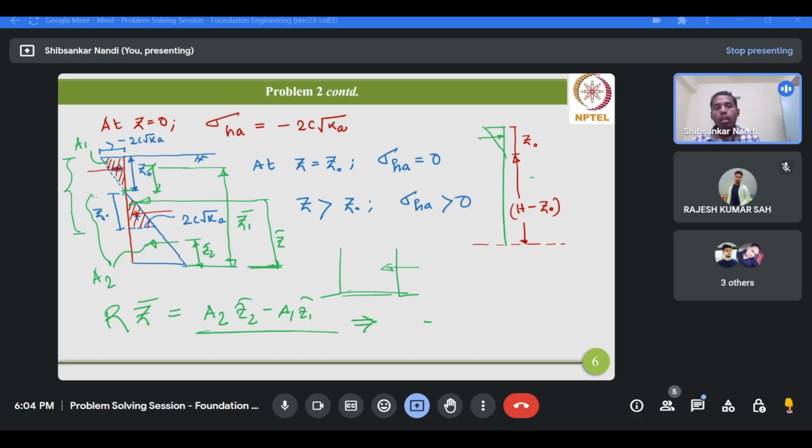Now how can we determine the resultant of this distribution, z1 bar, from the base? So z1 bar would be 2z0 by 3. So from this apex, this distance should be 2z0 by 3 plus h minus z0.